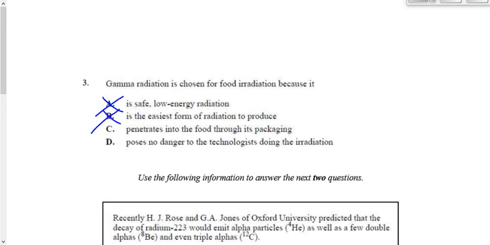Penetrates into food through its packaging. Yeah, it's got a pretty high penetrating power. It'll go through several centimeters of lead, so that could be. D, poses no danger to the technologists doing the irradiation. It would seem to me that it would provide significant danger. Of course, those safety concerns would be mitigated by things they do to make sure they're safe. But if they're not careful, then it poses significant danger to the technologists. So C must be the answer. We know that it does penetrate into the food through its packaging, and that must be why it's chosen to irradiate food. So the answer would be C for that.